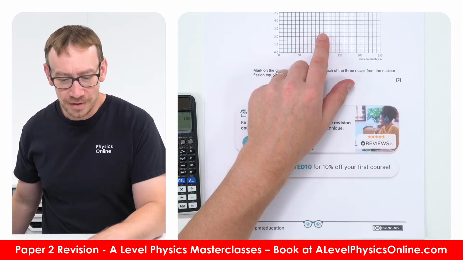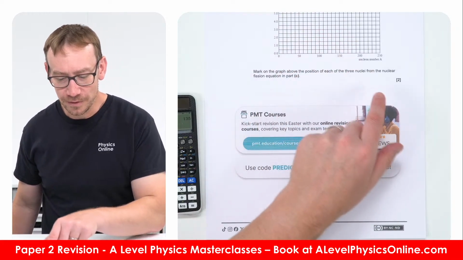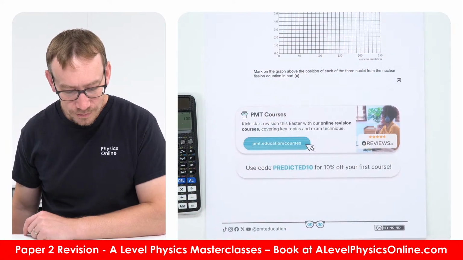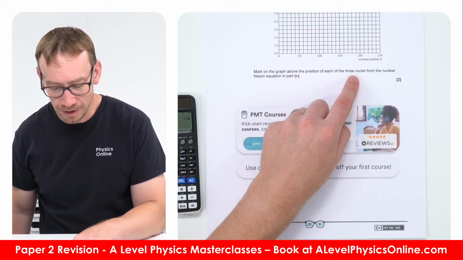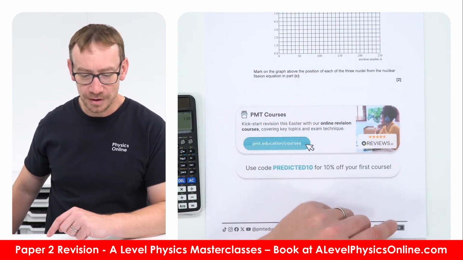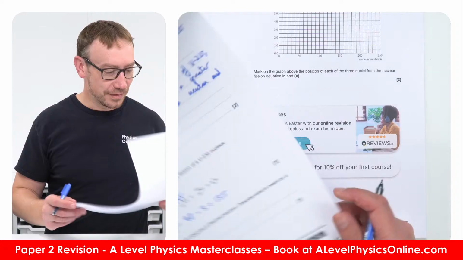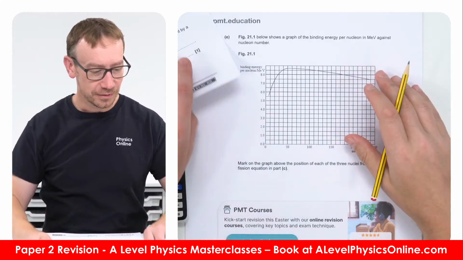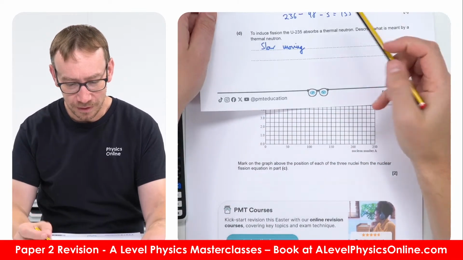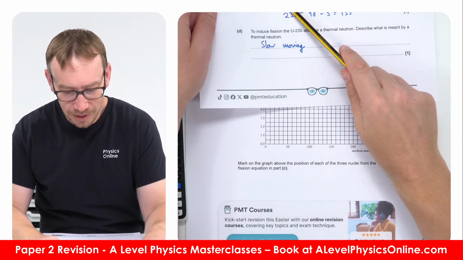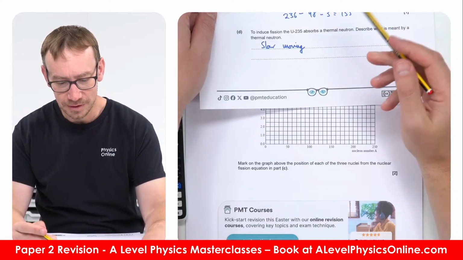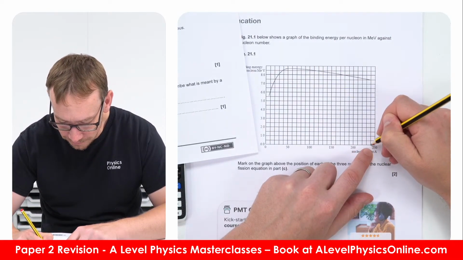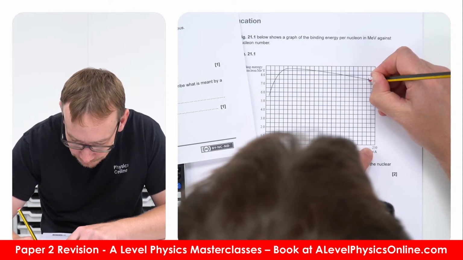Right, this shows a graph of the binding energy per nucleon in mega electron volts against nucleon number. Mark on the graph above the position of each of the 3 nuclei from the nuclear fission equation in part C. Okay, so let's have a look. I'm going to do this in pencil because that's what you should be doing. So we've got uranium-235, 92. So uranium is 235. So if that's 235, it's going to be here in the middle.